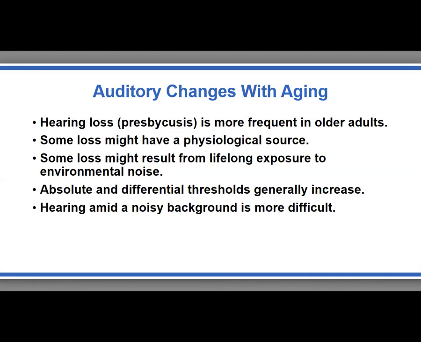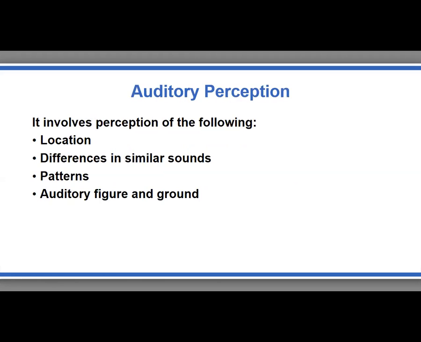Hearing loss is more frequent in older adults. Some loss might have a physiological source. Some loss might result from lifelong exposure to environmental noises. Absolute differential thresholds generally increase, and hearing amid a noisy background is more difficult. Auditory perception involves perception of the following: location. Is the noise coming from in front, back, left, right, things like that? How far off? Differences in similar sounds, patterns of sounds, and auditory figure and ground.